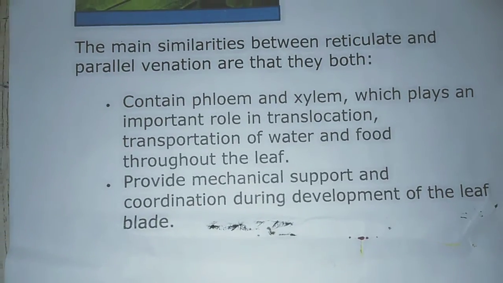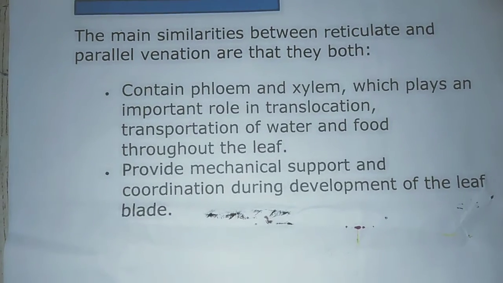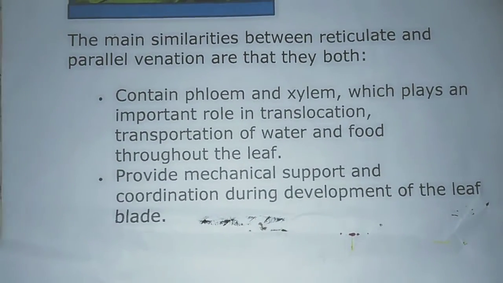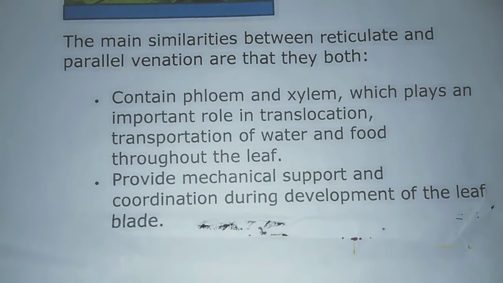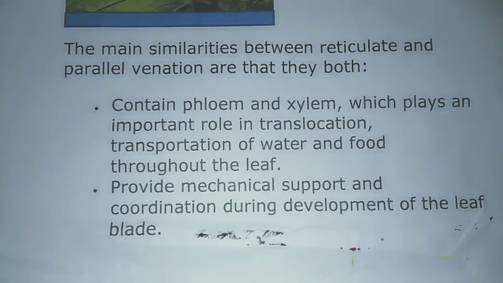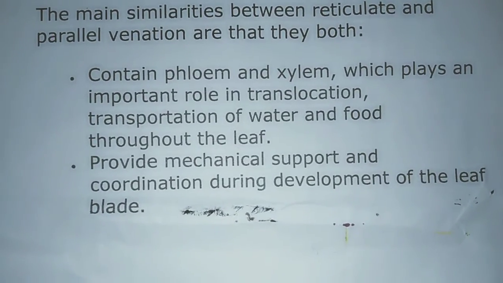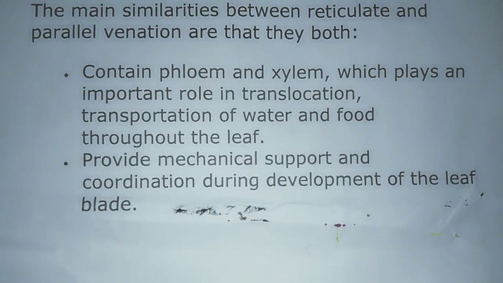The main similarity between reticulate and parallel venation is that they both contain phloem and xylem, which play an important role in the translocation and transportation of water and food through the leaf, provide mechanical support, and coordinate during development of the leaf blade.